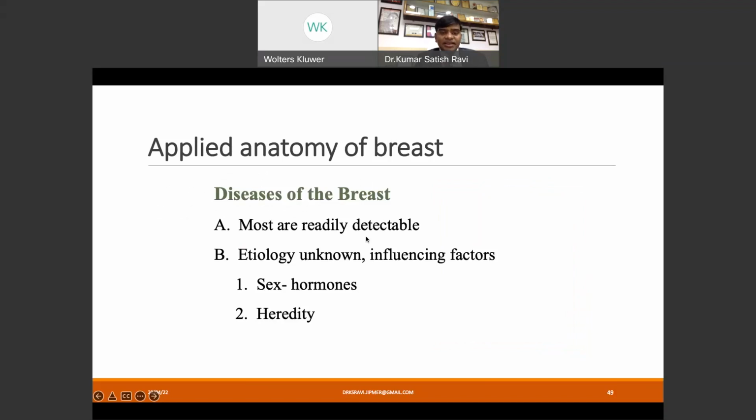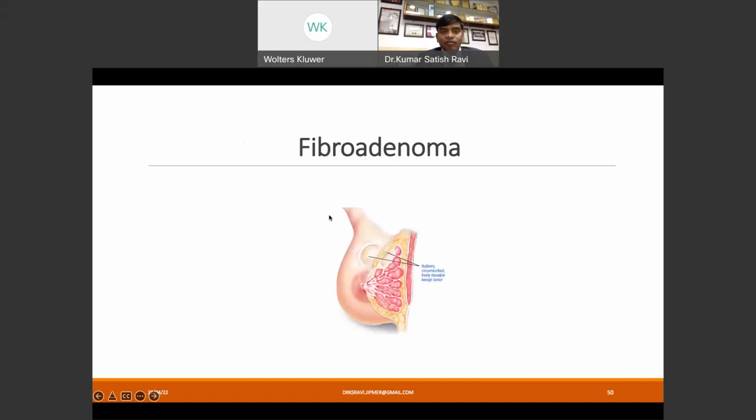Now there are different diseases of the breast, and the etiology is unknown, and the influencing factors may basically be the sex hormones, and it may be because of hereditary, that is genetic, reasons. Now, when we see this clinical condition, we call it fibroadenoma. This is very common. You can say it is the most common benign breast tumor, called fibroadenoma.